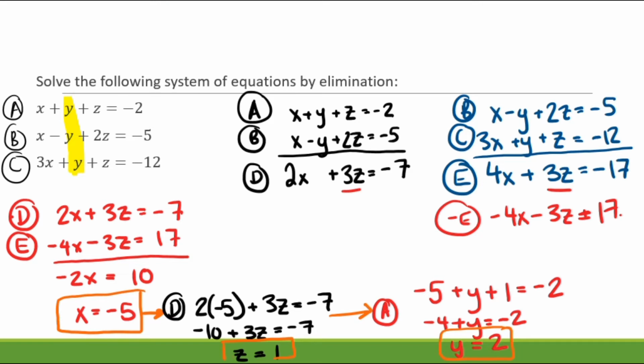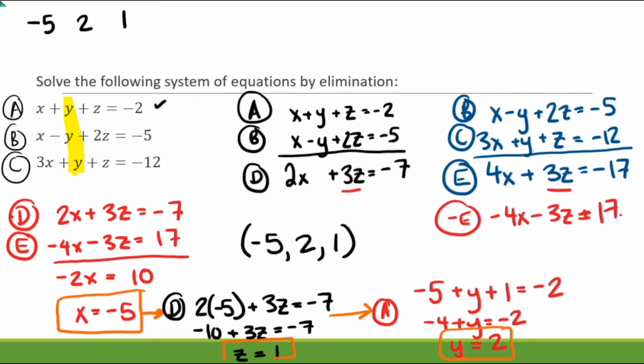There it is. I am proposing that the answer to this question will be negative 5, 2, 1. So if x is negative 5, y is 2, and z is 1, this should work in all three equations. I used A to find the last answer, so that's one I've already used, but I better check my answer in B as well as C. Check it in both. I'm just going to write the numbers up here so I can easily see them.